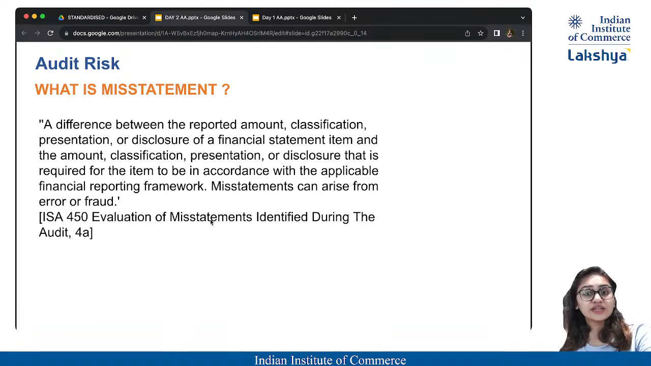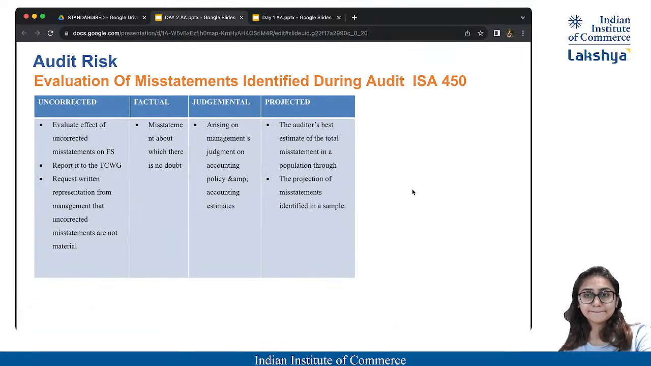And then you have to evaluate the misstatements which are identified during the audit. Now, evaluation of different misstatements which are identified during the audit. Okay, uncorrected misstatements means there is a misstatement in the books of accounts and it remains uncorrected. For example, instead of writing 1000, I wrote 10,000, and this mistake is not corrected, so it remains uncorrected. So how will you evaluate that uncorrected misstatement? What will you do about that uncorrected misstatement?